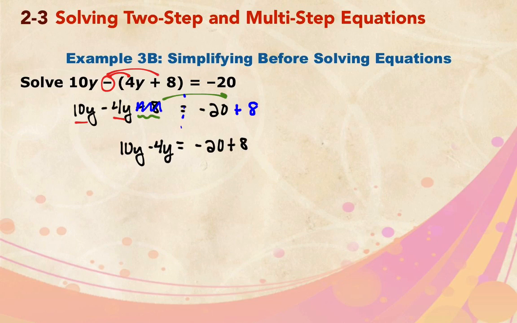So 10 minus 4 is going to be 6y. And negative 20 plus 8, that's going to be a negative 12. And here I'm just going to do my simple division. Divide by 6. Get rid of that. And y equals negative 2.